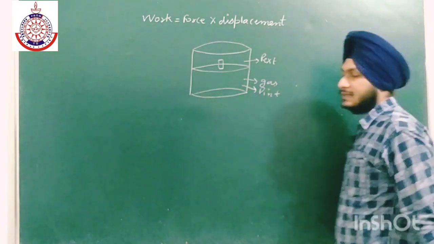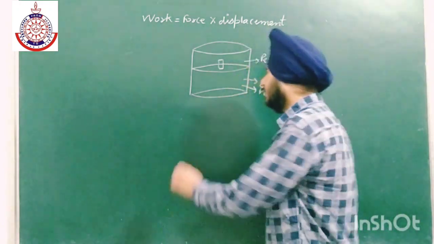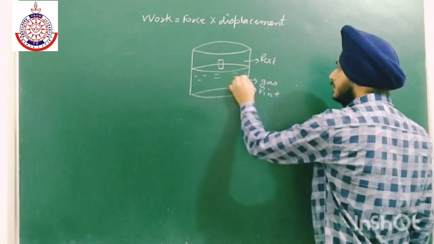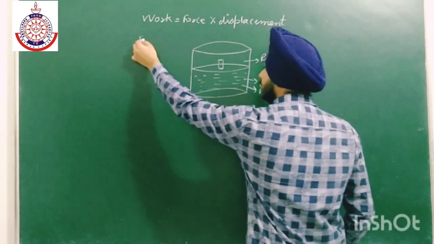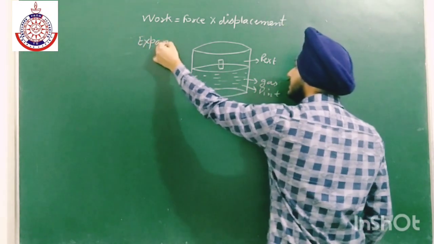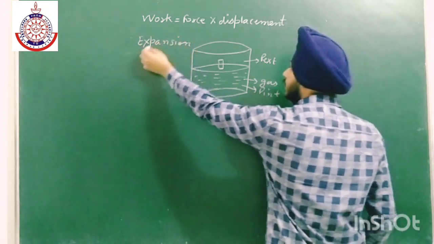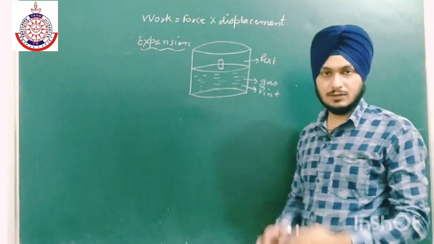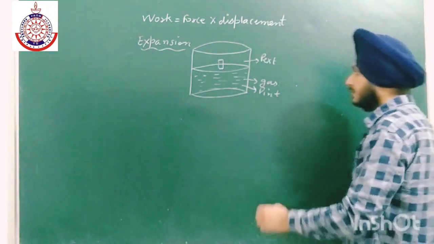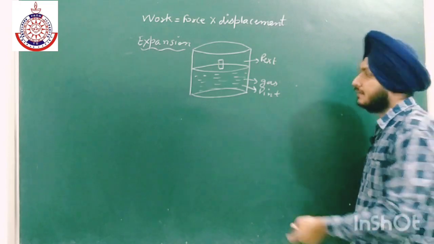So now I am taking the case of expansion first. Firstly I am taking the case of expansion, and we just have to reverse the whole steps in order to calculate the work done in case of compression. There is not a large difference, we just have to change the sign.